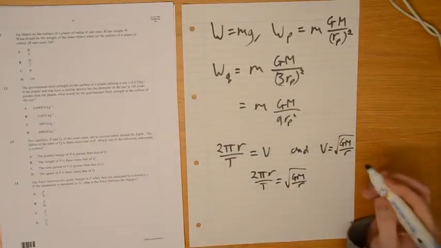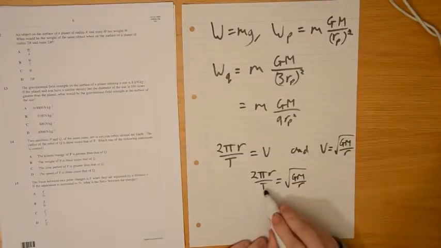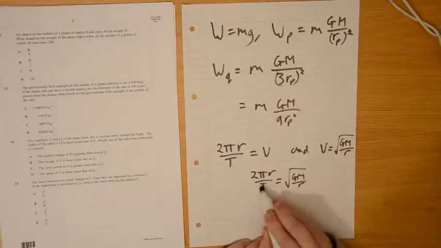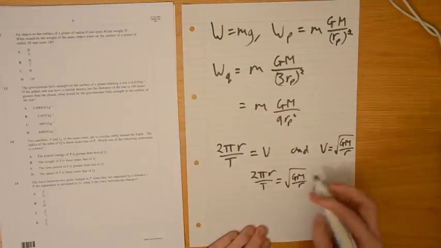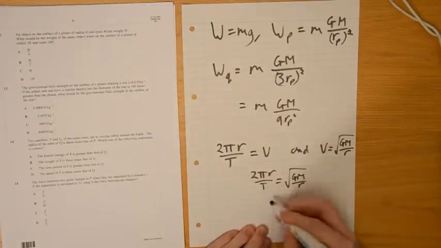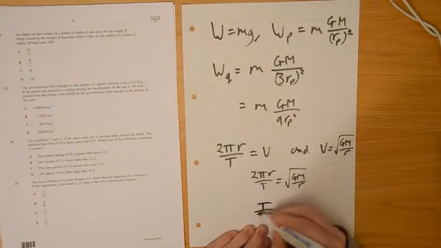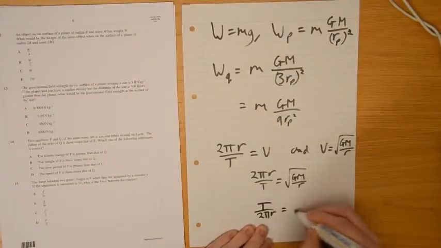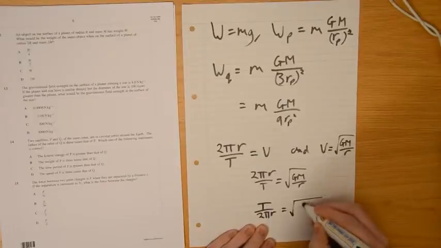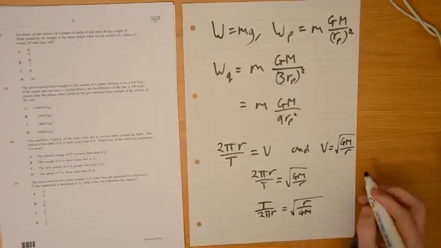And hopefully if we can rearrange this, we should be able to come up with an equation that gives us what capital T is going to be. The first thing that we want to do is flip it, because at the moment this is at the bottom. We want it in the numerator, not the denominator, so we're going to go with T over 2 pi r. We can flip the other side in exactly the same way. That's going to give us r over GM, all square rooted.